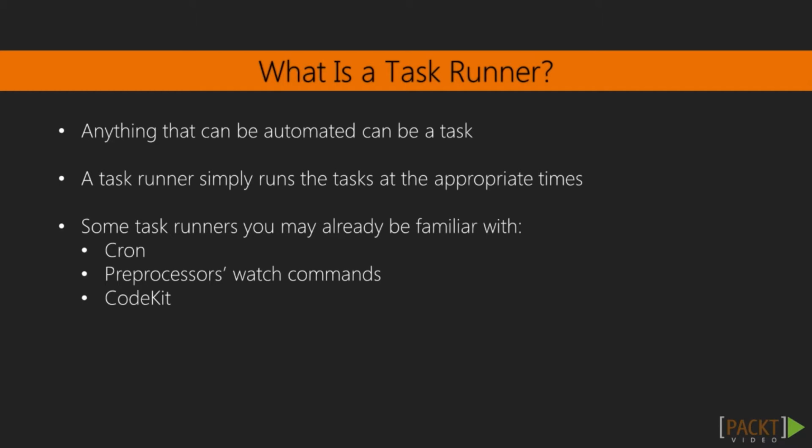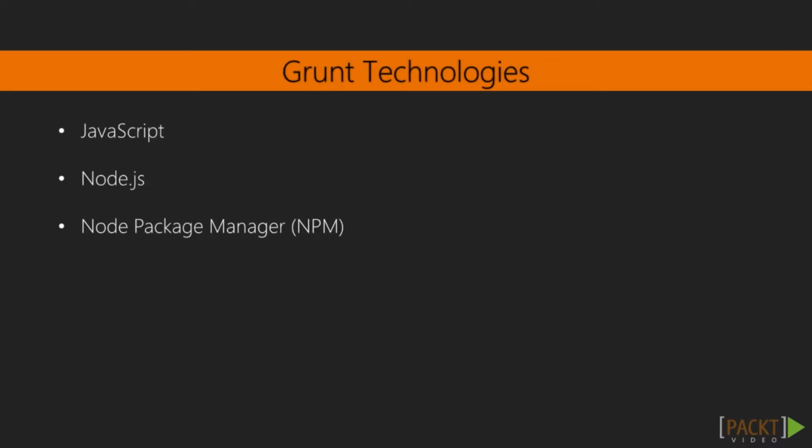Grunt is a task runner. Anything that can be automated can be a task. A task runner is just the application that runs the task at the appropriate time. You may already be familiar with some types of task runners like Unix cron jobs or preprocessors like Sass or CodeKit. Grunt uses the JavaScript technology, which is a language that most web developers are familiar with. Normally, JavaScript is run by a browser when you visit a page, but with Node.js, you can run JavaScript applications on the server. For the purposes of running Grunt, it allows you to run the Grunt application locally.